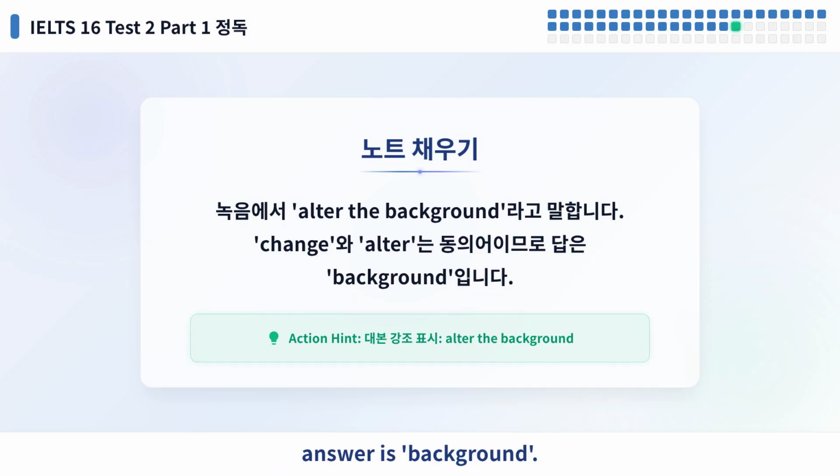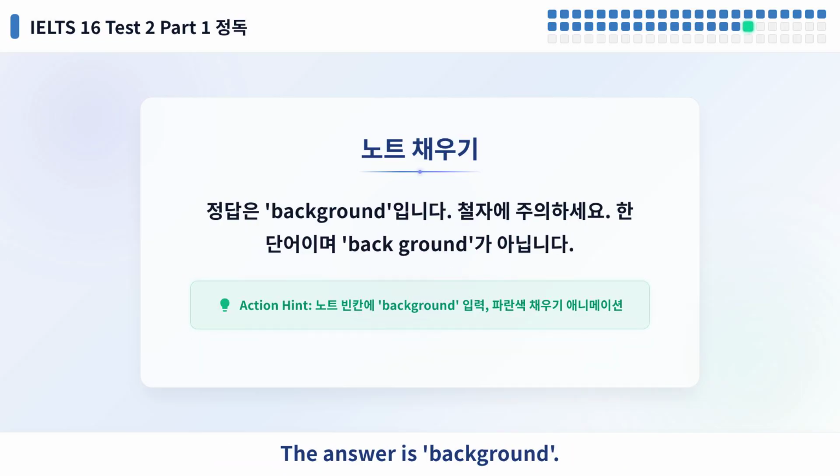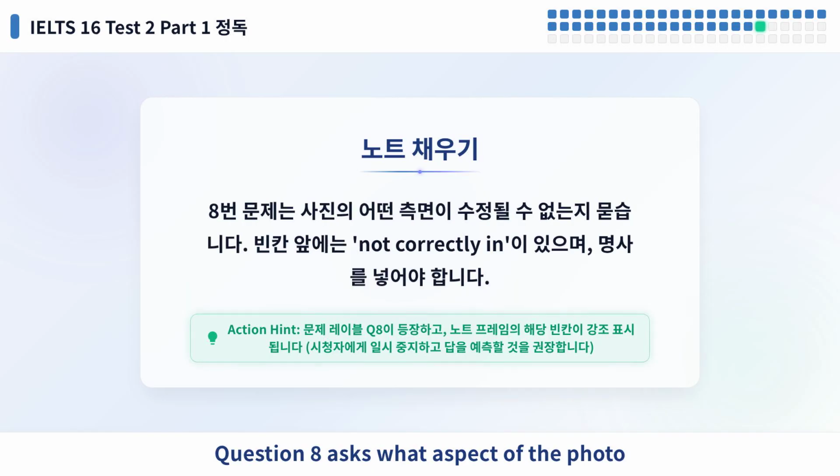The recording says alter the background. Change and alter are synonyms, so the answer is background. The answer is background. Be careful with spelling. It's one word.